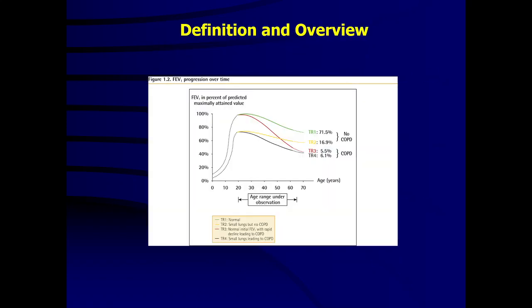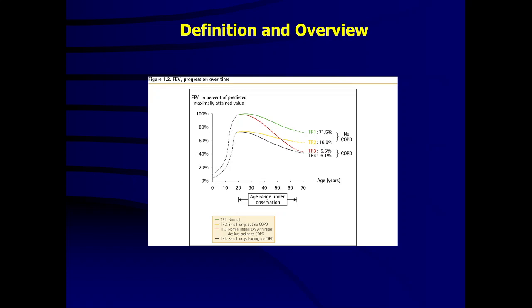Here, if you look at this graph, about 50% of COPD patients develop COPD because of accelerated decline in pulmonary function. The red line here, they attain normal pulmonary function when they are about 20 years. Usually these are smokers and they have rapid decline in FEV1 that leads to COPD. The other 50%, these patients don't attain normal lung function at the age of 20 or 25. This is probably either related to prematurity or severe respiratory infections in early childhood. Although they don't have accelerated decline in pulmonary function, this is the black line, about 6.1% develop COPD.